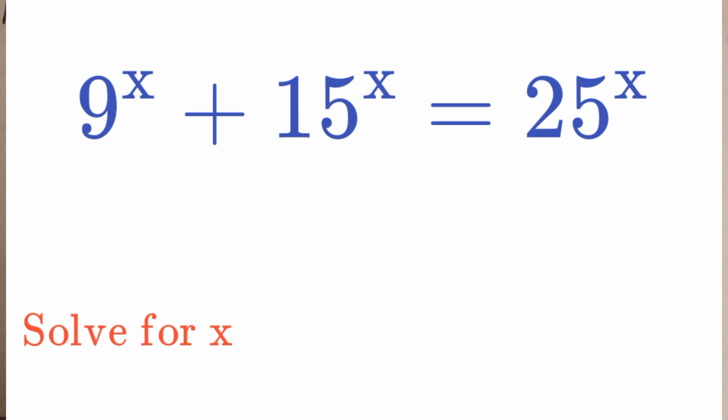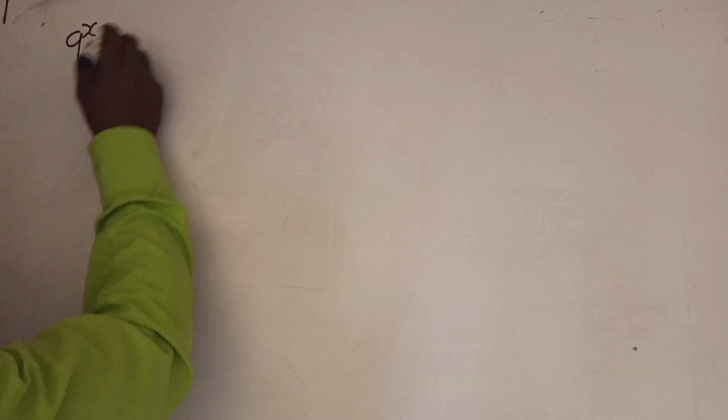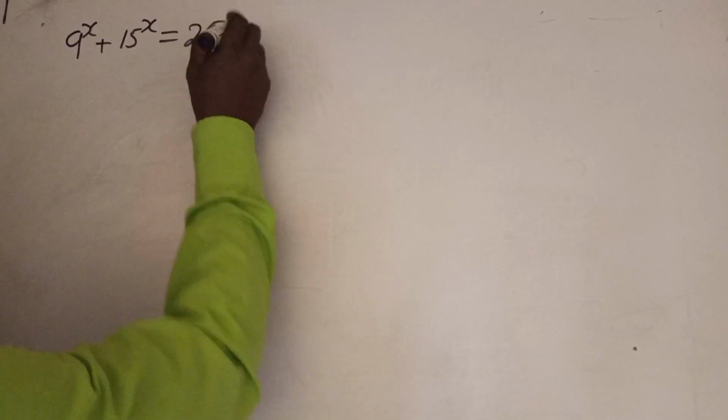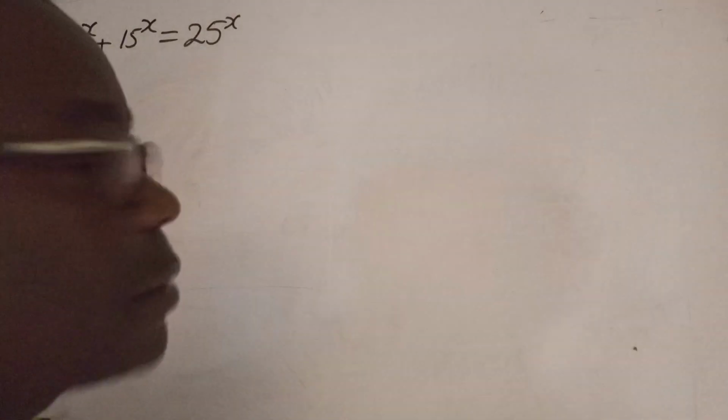Here we have the exponential equation 9 to the x plus 15 to the x is equal to 25 to the x to solve for x. How do we do that? Let's write it again. 9 to the x plus 15 to the x is equal to 25 to the x to solve for x.